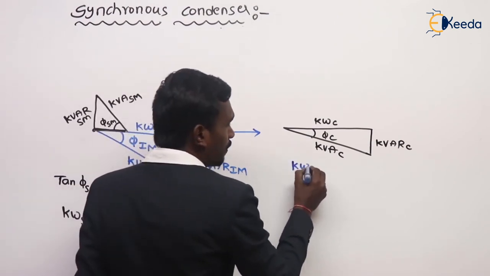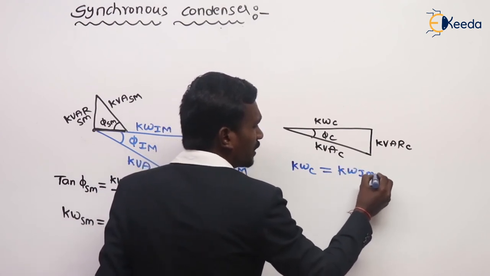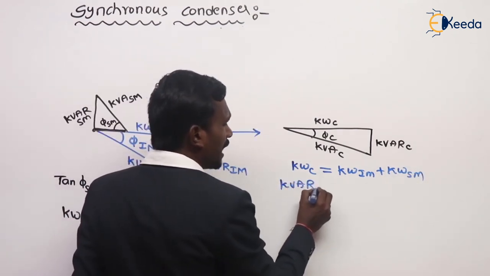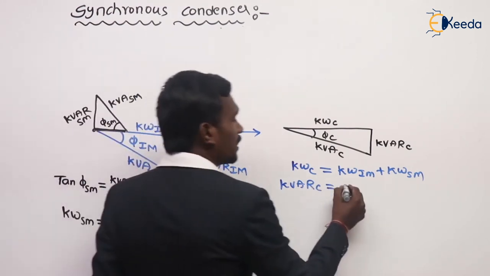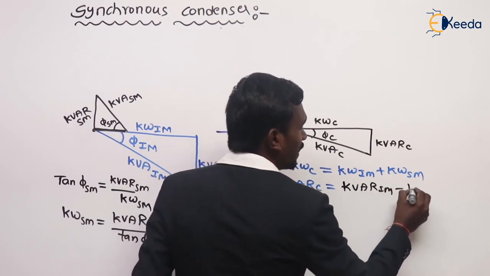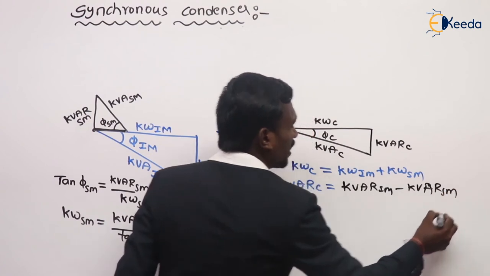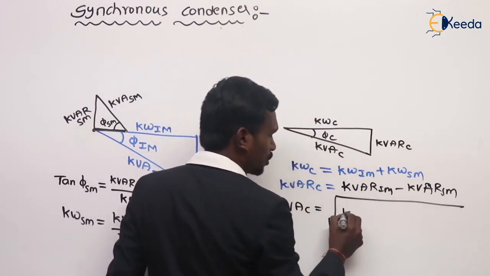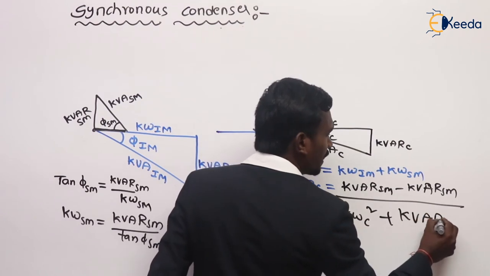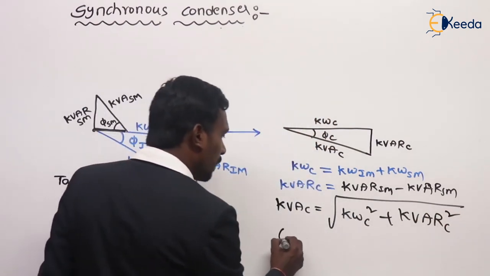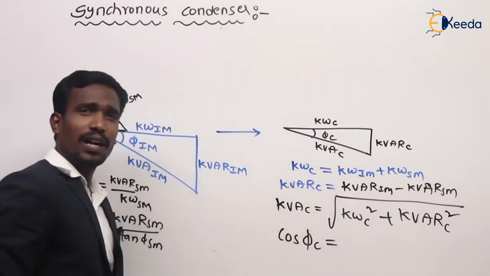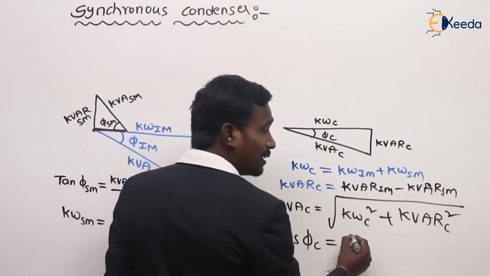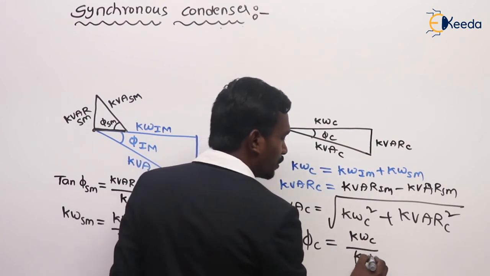Sir, what is the combined KW here? Again, same: the KW of the induction motor plus the KW of the synchronous motor. Sir, what is the combined KVAR? Combined KVAR is nothing but the induction motor KVAR minus the KVAR of the synchronous motor. That's very simple. And what is the combined KVA, sir? Combined KVA is equal to the combination of combined KW and combined KVAR. Sir, what is the power factor? If you want to find the power factor, then the combined power factor is equal to cos phi, cos nothing but, very good, adjacent by hypotenuse.